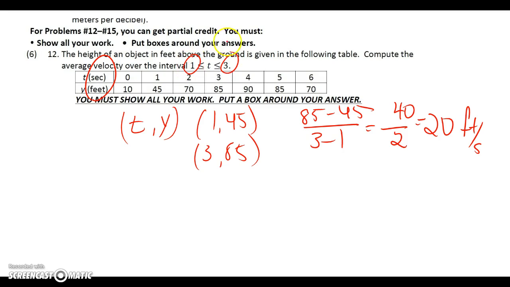Okay, when he gives you that interval, go to those times on your table. Put a box around my answer.